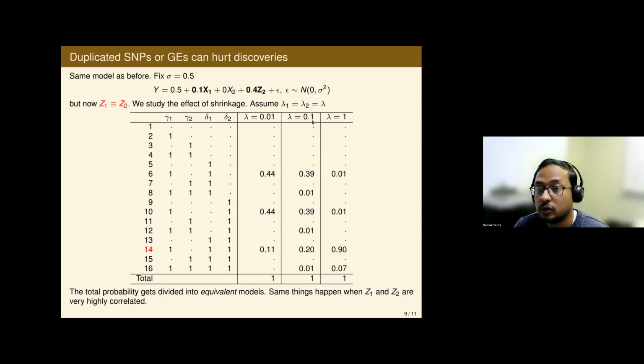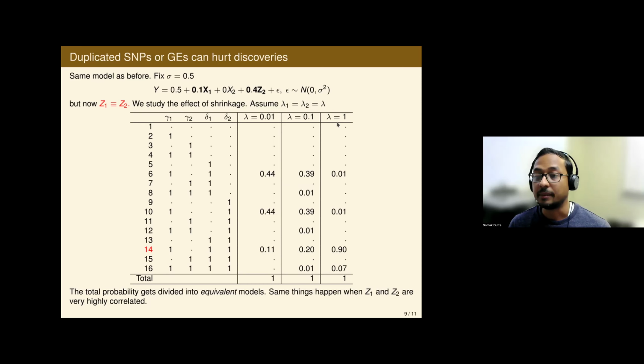If we increase lambda to, let's say, 0.1, we see that the mass on those two models reduces, but the mass on this model number 14, which says the first SNP is important and both the genes could be important, increases. Now, because Z1 and Z2 are identical, I would think that this is the correct model, because the two genes have the same expression. So biologically, in this data set, both are supposed to be important. And so the posterior concentration on that model increases.